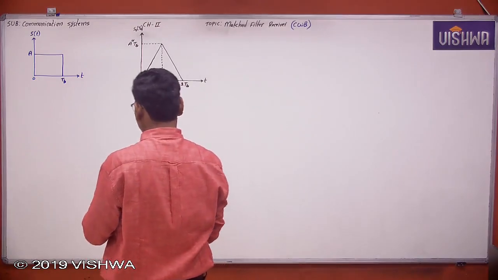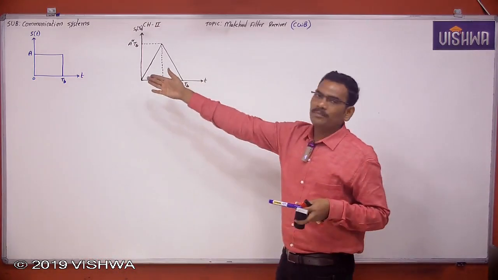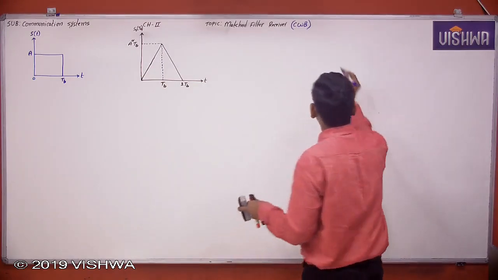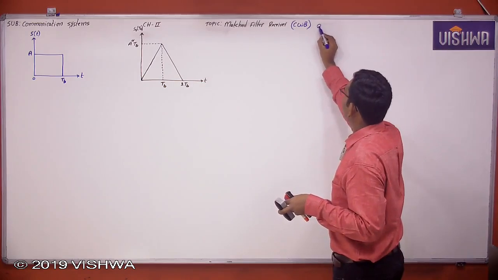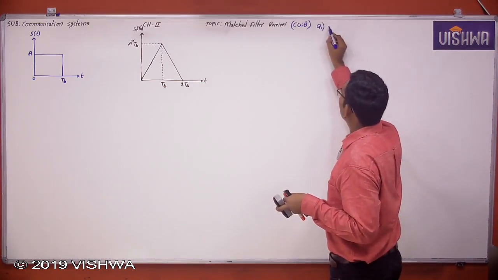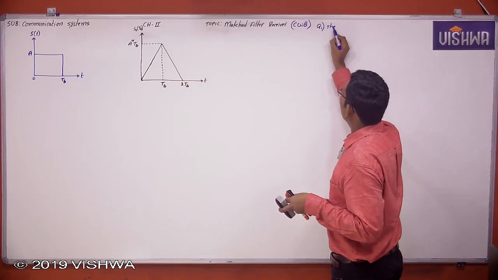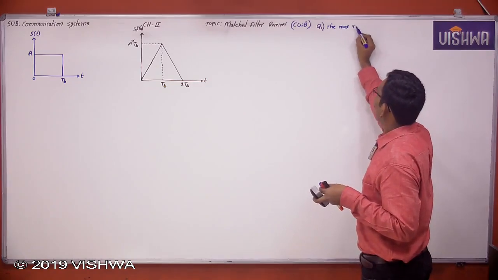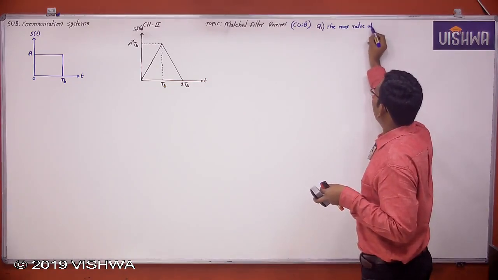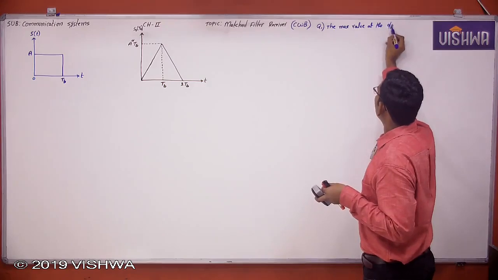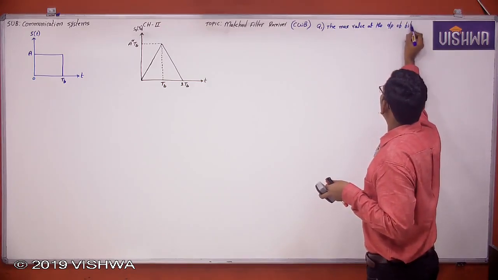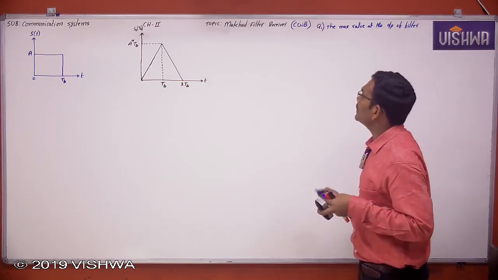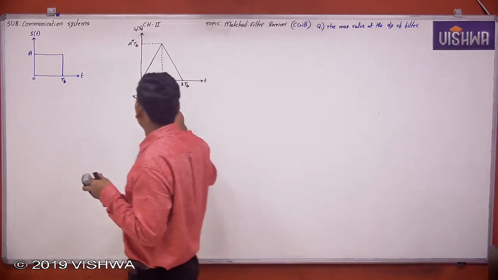Now see here. That is the input to the filter and this is the output of the filter. Now the questions may be like this. Question number 1: what is the maximum value at the output of the filter? The question is, what is the maximum value at the output of the filter?